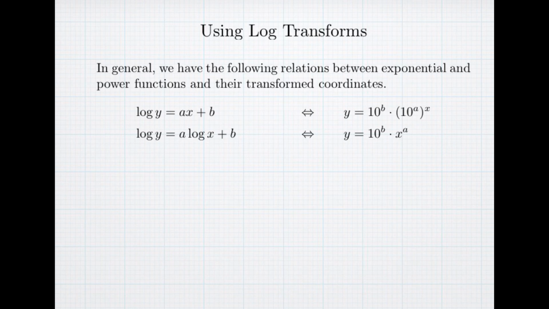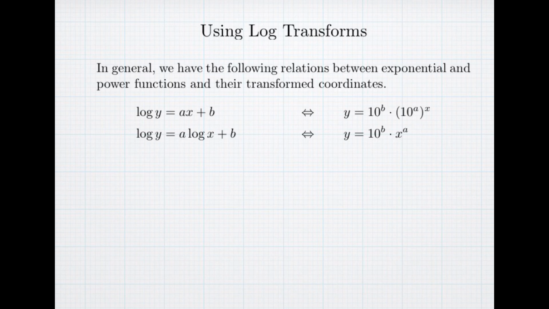So I just want to end by summarizing. If I start with an equation, log y equals ax plus b, so this would be a semi-log plot that I found a regression for. If I put it in this form, it always transforms to an exponential equation of the form 10 raised to the y-intercept b times 10 to the slope power raised to the x. And that gives me my exponential equation.